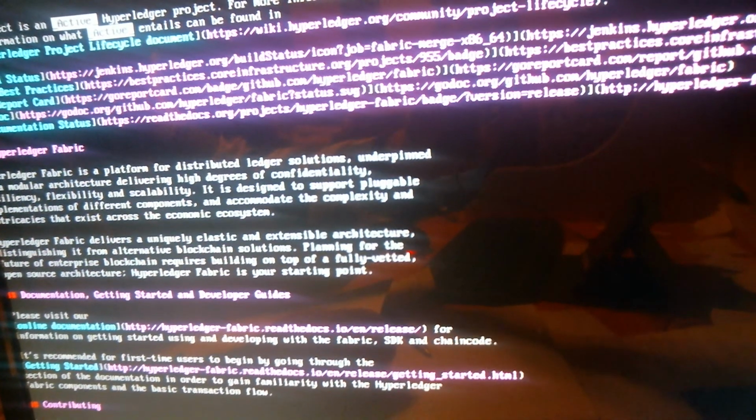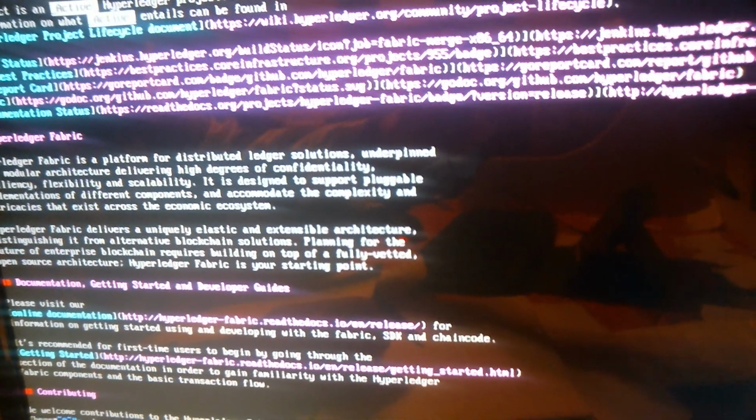So one of the first things that you have to have, some of the dependencies are, of course, Hyperledger Fabric, Composer, Cello, and some of the dependencies that go with those, along with Docker.